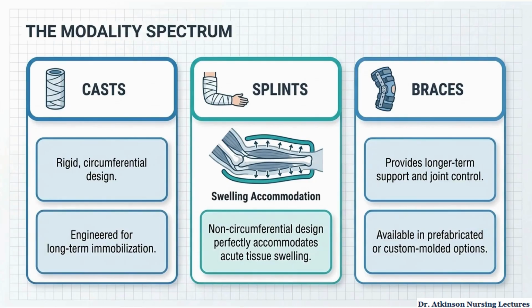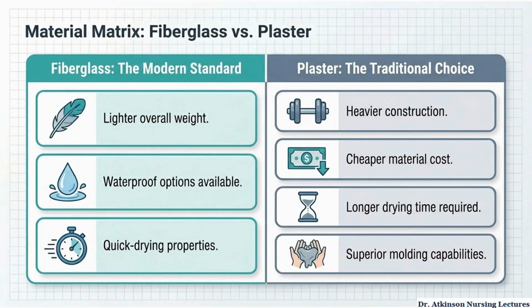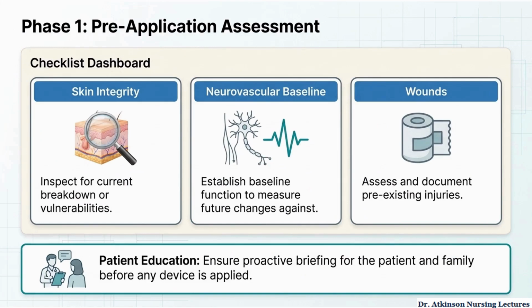Fiberglass is the preferred modern casting material because it is lightweight, durable, and dries quickly, with waterproof options available for improved function and hygiene. Plaster casts are heavier and dry more slowly, but provide superior molding for complex fractures requiring precise anatomical alignment. Fresh plaster casts generate heat while curing and must be handled carefully to avoid pressure injuries or skin damage during the drying phase.